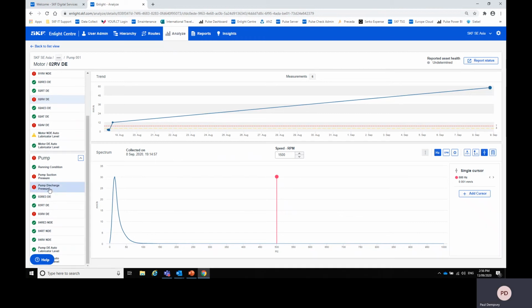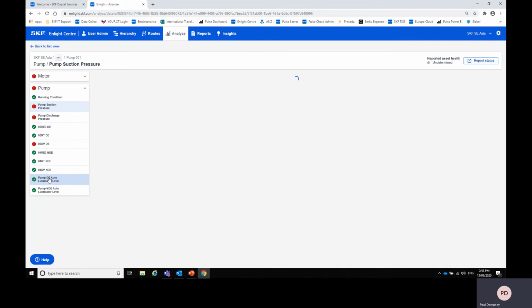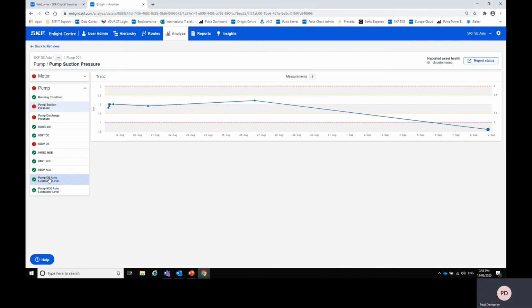Here's an alarm which has been raised on a pump. And this is one where we're measuring the pump suction pressure. And in this case, the pump suction pressure on the pump has dropped. So again, that's a very easy way to work out, hey, we have a problem. Now, SKF are going to take this into account when we're looking at the whole health of this pump and deciding perhaps what's the problem.